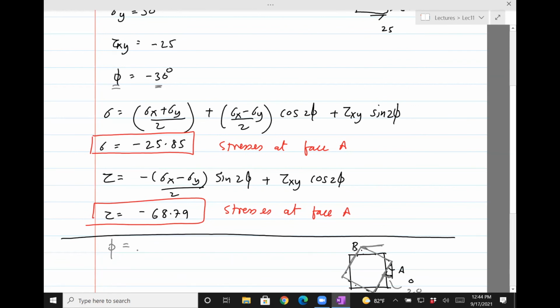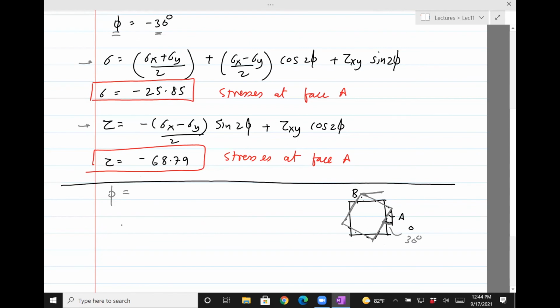Once I get that value, all I need to do is sub in the same formula with the same sigma x, sigma y, and tau, and I will have a new answer for sigma and tau, and those will be my stresses at B. The question is, what is that phi for face B? You're only given the phi for face A. Can anybody think how you can get that?